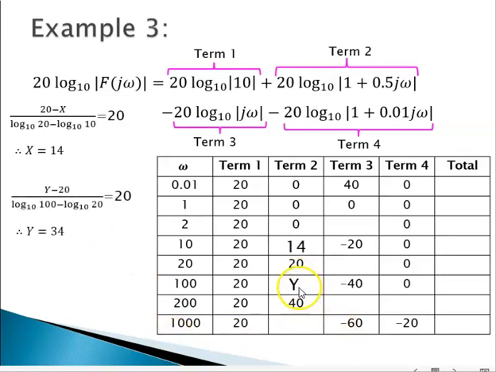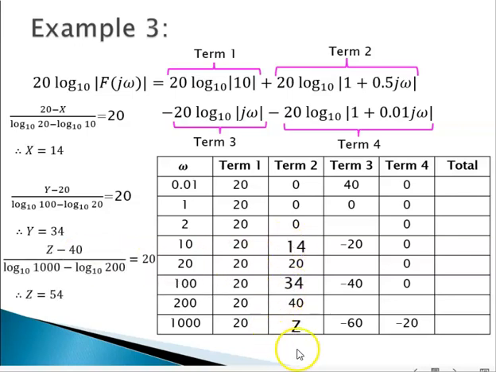Similarly, you have a term y here. y2 minus y1, that is y minus 20, divided by x2 minus x1, log 100 minus log 20, is equal to the slope of this term 2, that is 20. Y is equal to 34. Now you write the value of 34 in the place there. Now assume there is z there, and z minus 40 by log 1000 minus log 200 is equal to 20. So z is equal to 54.